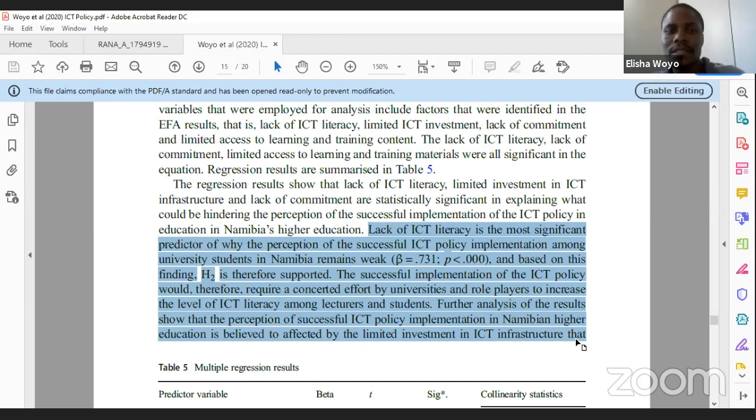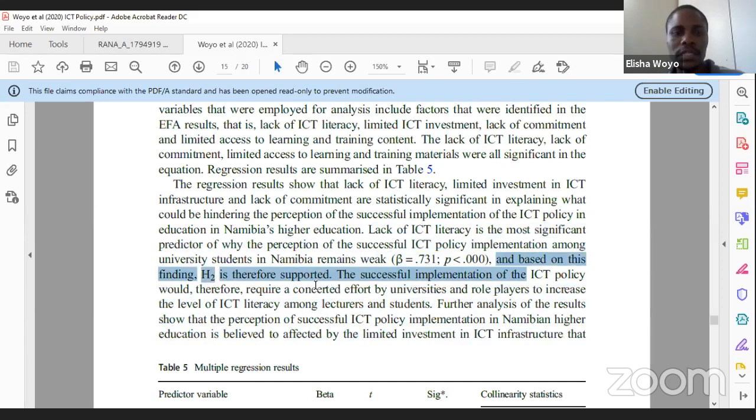And based on this, my second hypothesis was supported. It's now me, the author, trying to interpret and make some theoretical conclusions around this. And then I would go on further to show you the implication of this, by saying that if we want to implement ICT policy successfully, it requires universities and players to increase the level of ICT literacy among lecturers and students.